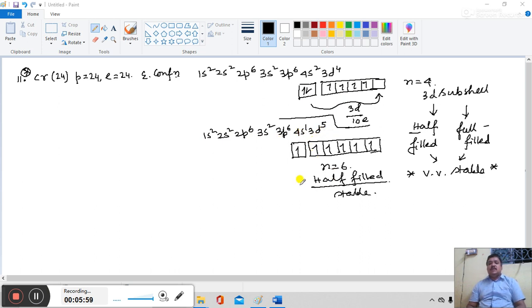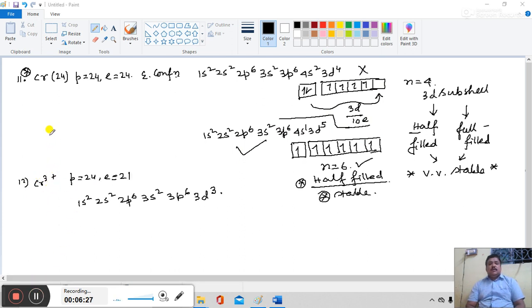In this case, the 3d subshell is half filled, and due to the half-filled 3d subshell, it is very stable. Here the number of unpaired electrons is 6. So the actual configuration of chromium is 4s1 3d5, and the earlier configuration is wrong. Next example is the Cr3+ cation.